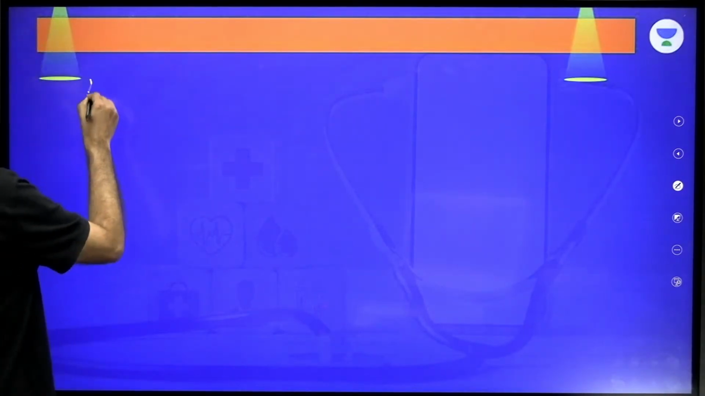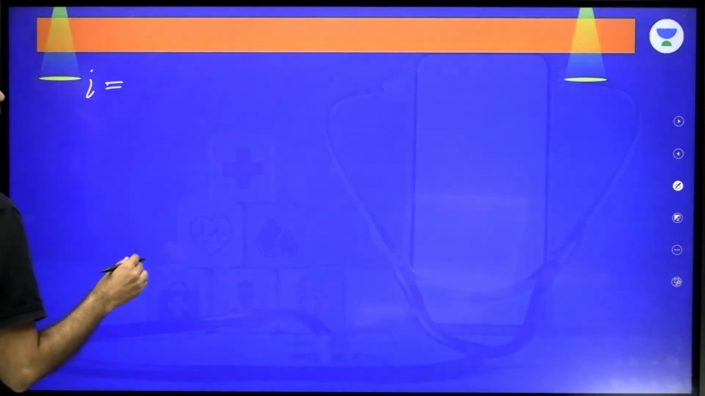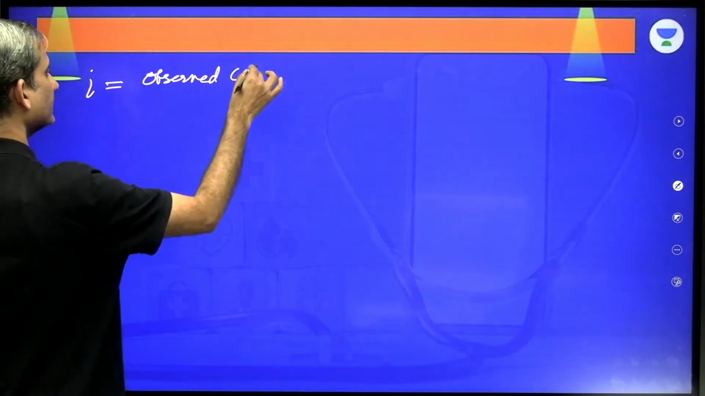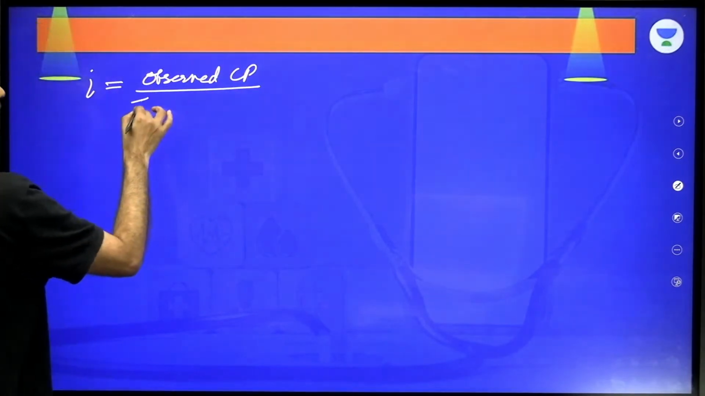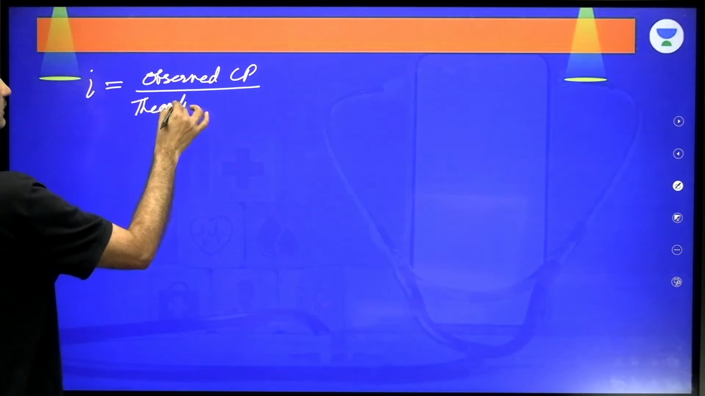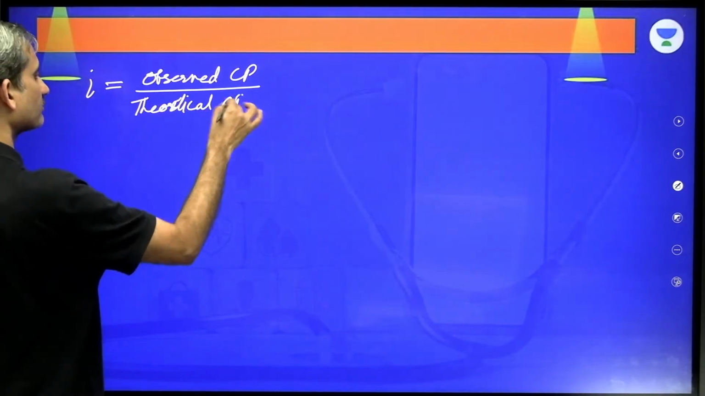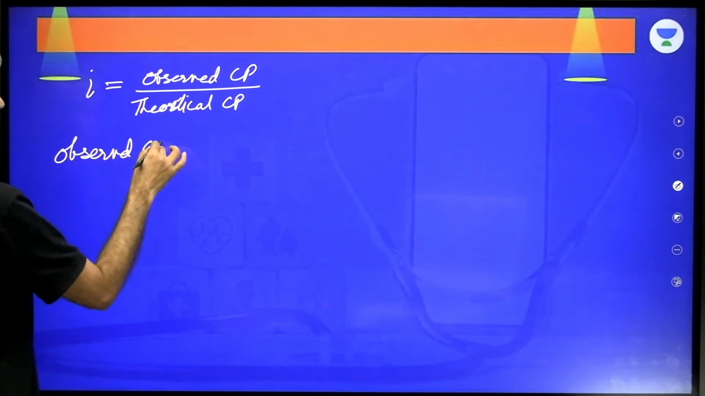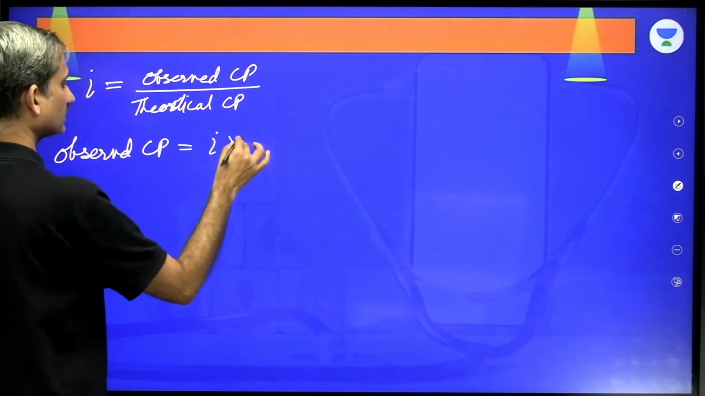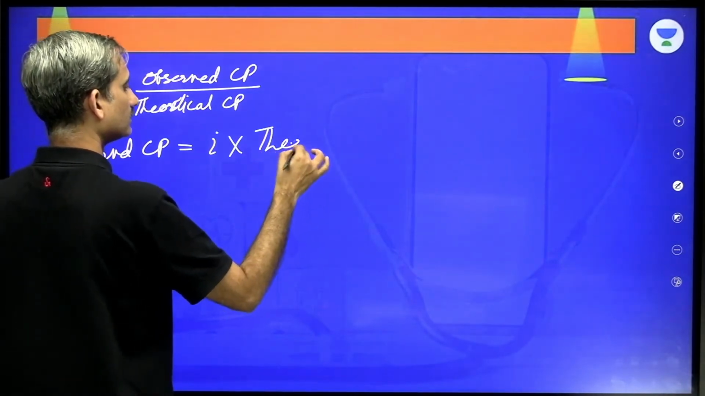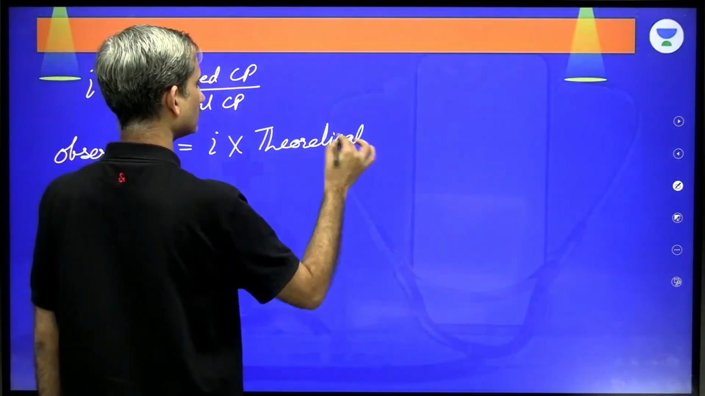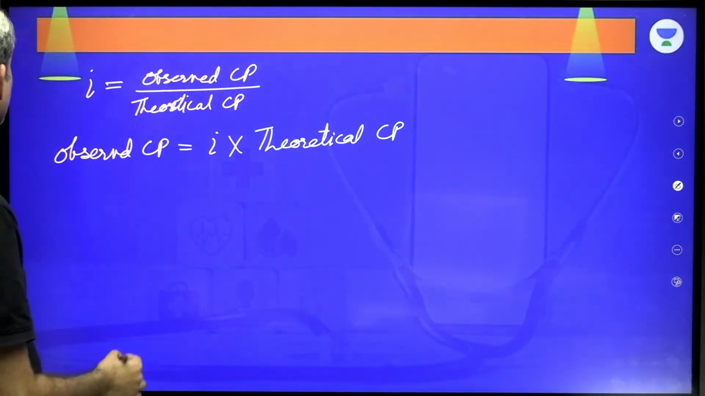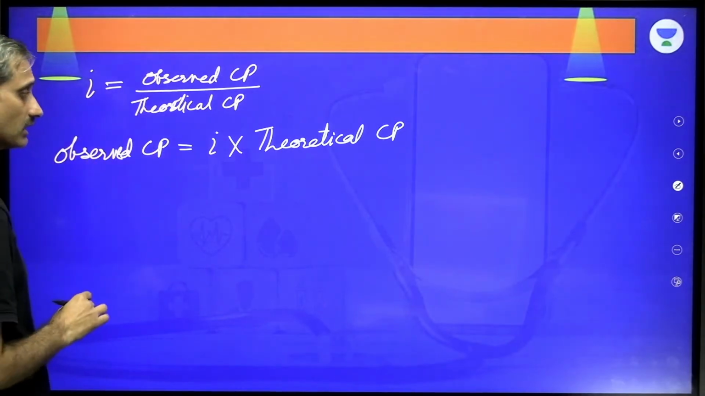So we know that Van't-Hoff factor is equal to the observed colligative property upon theoretical colligative property. So that would mean observed colligative property is equal to Van't-Hoff factor multiplied by theoretical colligative property. Okay, it is observed colligative property upon theoretical colligative property.